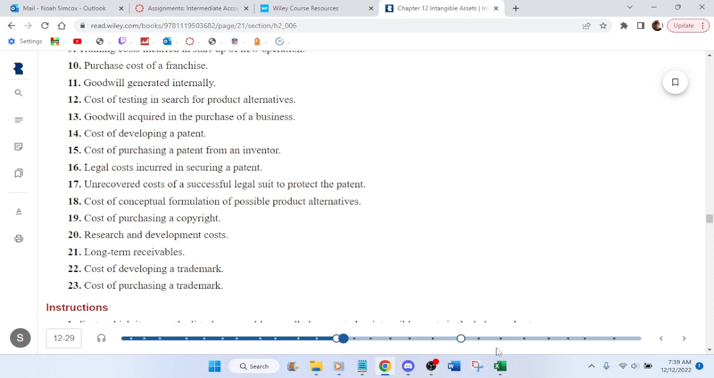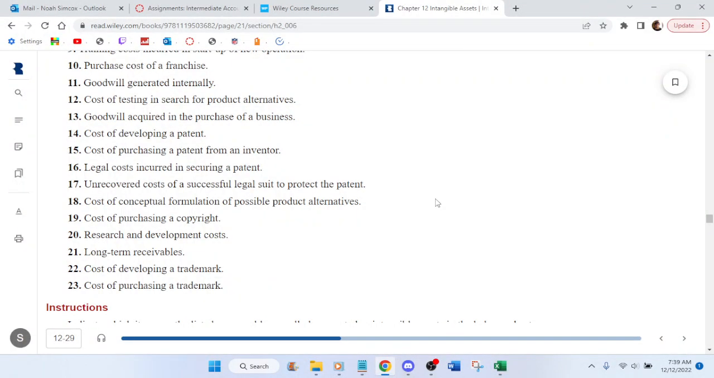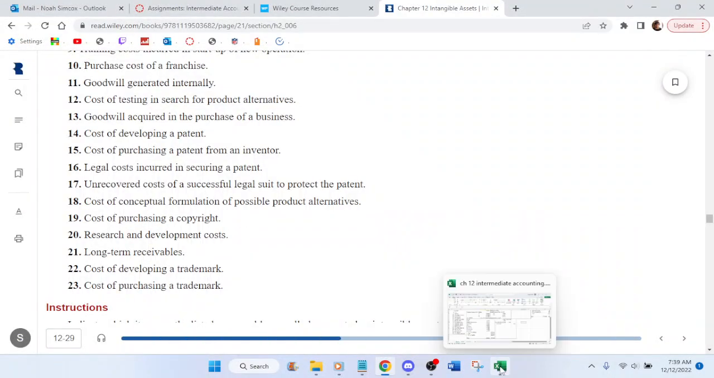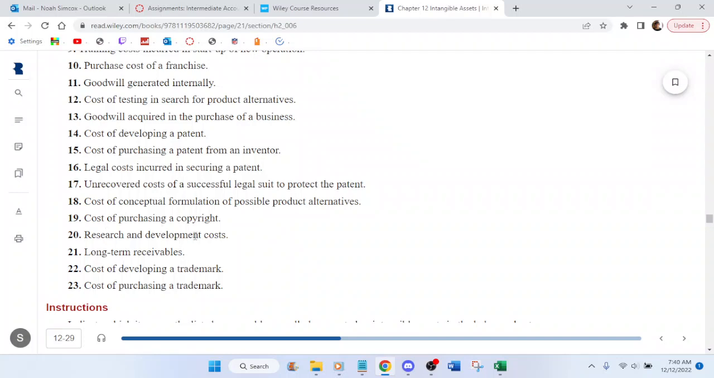15, cost of purchasing a patent is going to be intangible patent. Legal costs incurred in securing a patent is intangible patent. 17, unrecovered costs of a successful legal suit to protect the patent is going to be intangible patent. 18, cost of conceptual formulation of possible. That's got to be R&D expense. Come on. 20, cost of purchasing is copyright. 20, research and development costs is R&D expense. 21, long-term receivables is long-term assets. Developing a trademark is R&D expense, apparently.